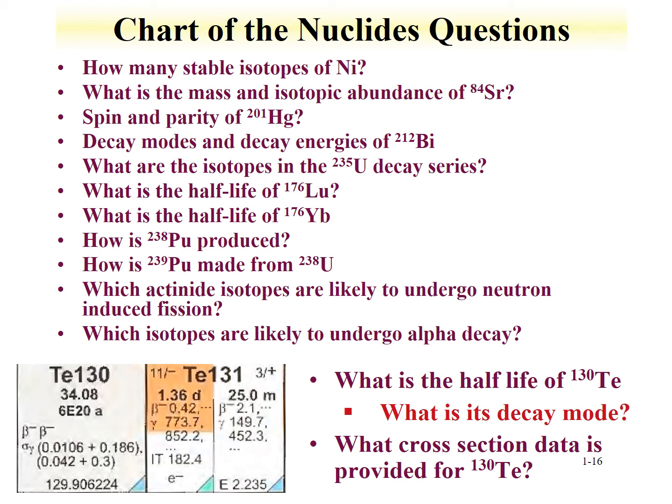So as an example, what is the half-life of tellurium-130? If I look at this, it's gray. That usually means it's stable, but it's actually extremely long-lived. It's 6 times 10 to the 20th years.